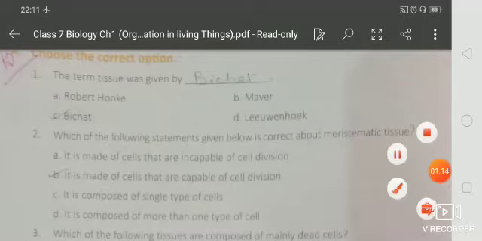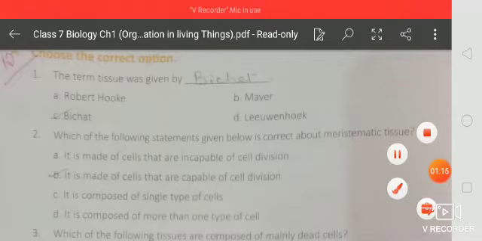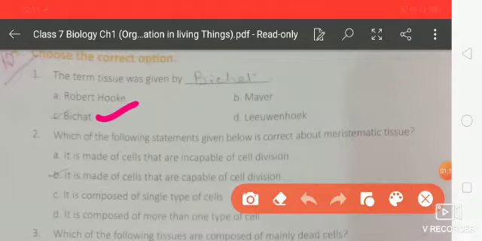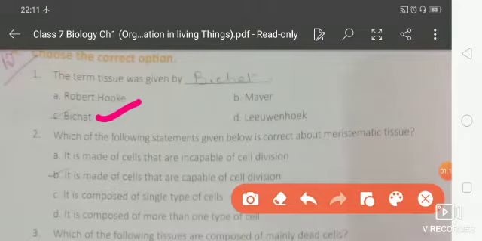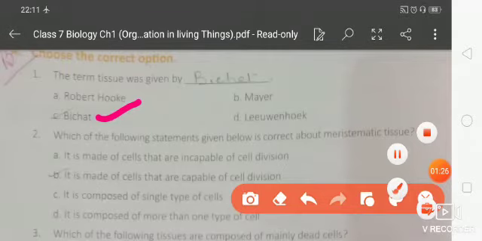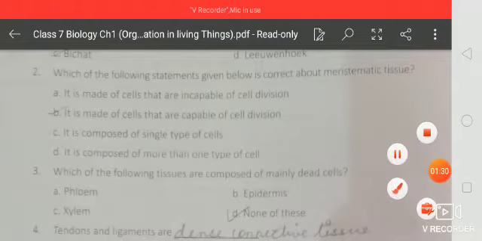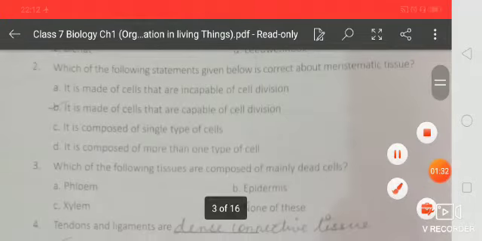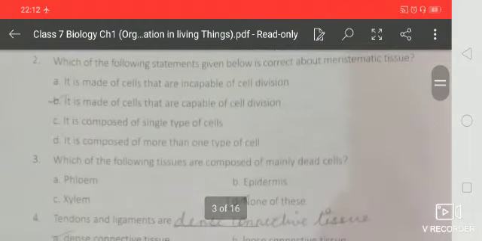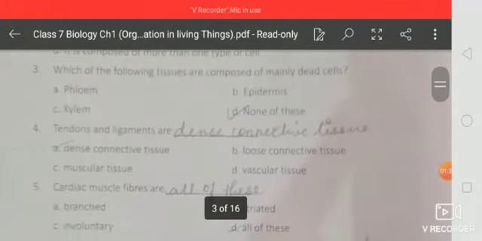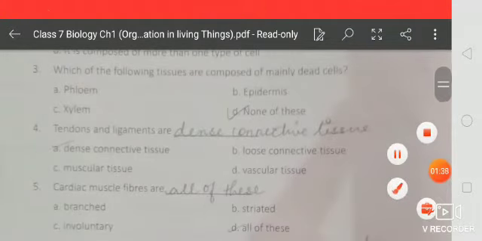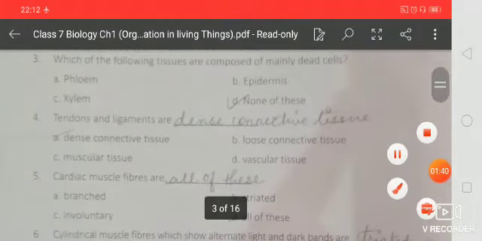Next one is choose the correct options. The term tissue was given by Bichat. Which of the following statements given below is correct about meristematic tissue? So your answer will be that it is made up of cells that are capable of division. And next one is which of the following tissues are composed mainly of dead cells. You will say that none of these.